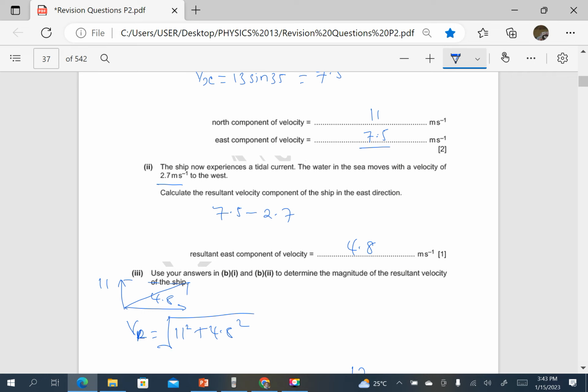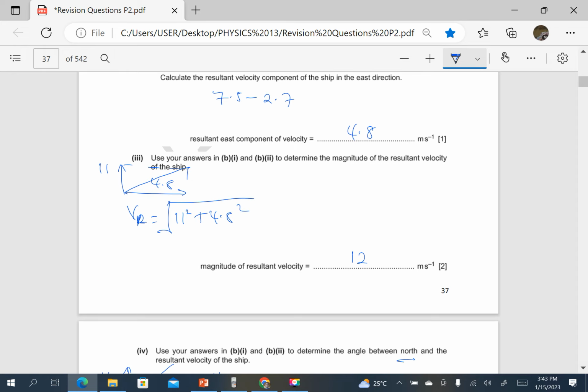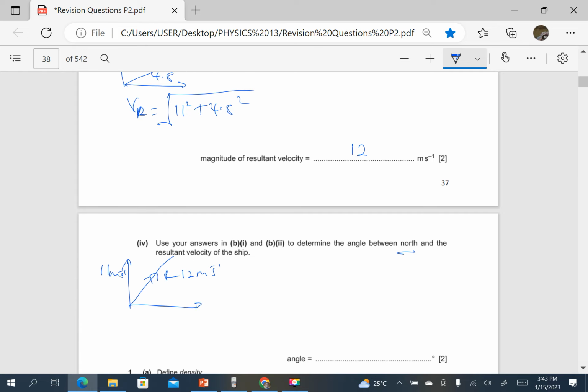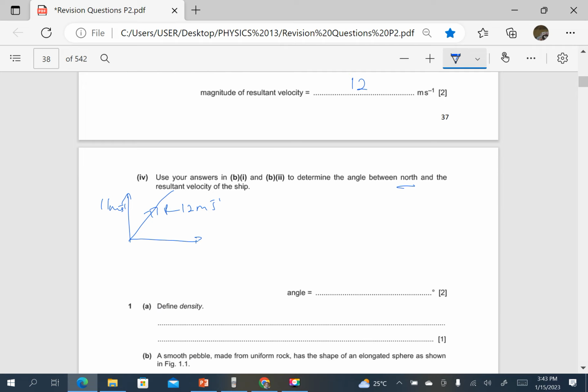The north is 11, and the resultant velocity, to determine the angle between the north and the resultant velocity of the ship. So I think the resultant is 12. Therefore, we want the angle here, which is opposite. I think opposite is this one, which is 4.8 meters per second in the east. This is opposite. It is in the horizontal. It is the same as this one here, 4.8. So opposite over adjacent, that is tan.